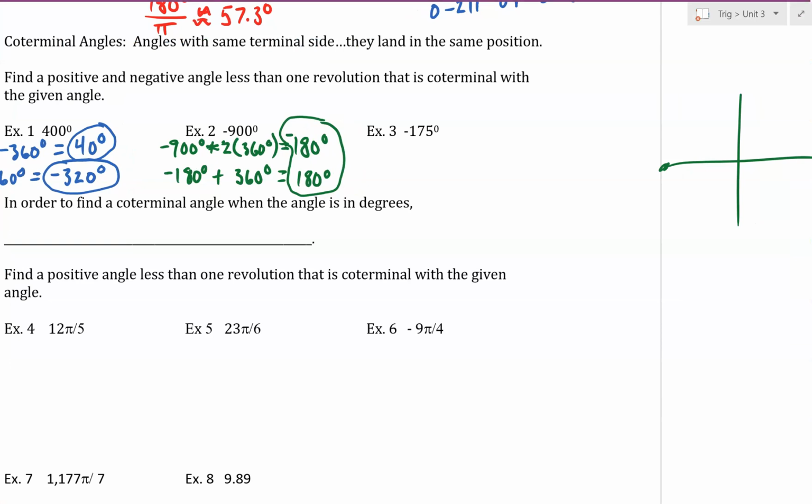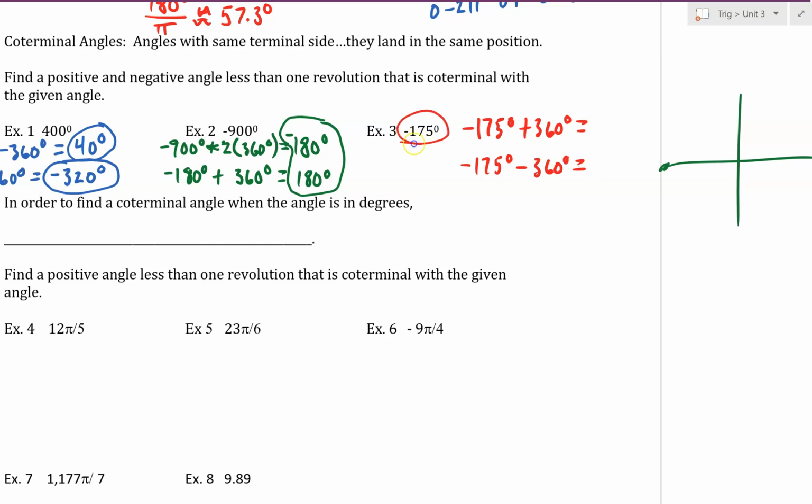Let's get on to the next one. So the next one is saying negative 175. Well, within 1 revolution, that really is the answer. But if we were to look for another one, we could say negative 175 degrees, we could add 360 degrees. That would give us a positive answer. And negative 175 minus 360 could give me another one.